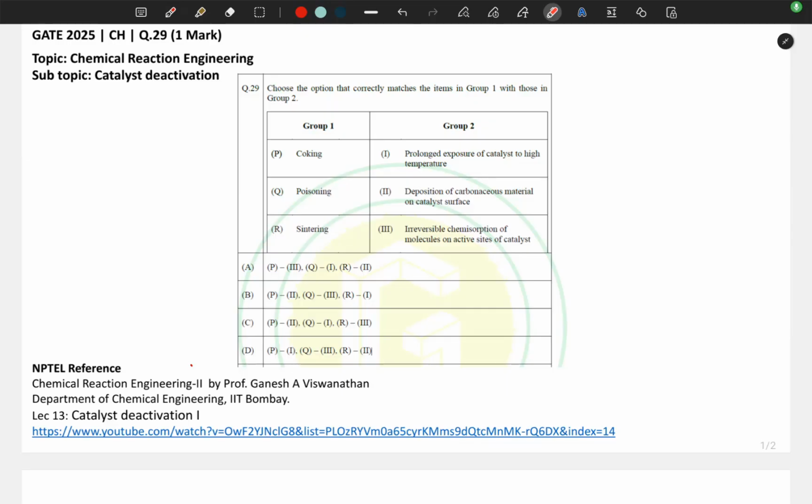So this problem was asked in GATE 2025 under the subject Chemical Reaction Engineering, specifically catalyst deactivation. Here we have to match the terminologies in group 1 with group 2, and the common terminology discussed in this problem is deactivation of the catalyst. So first let us understand the nature of the catalyst surface to address this problem.